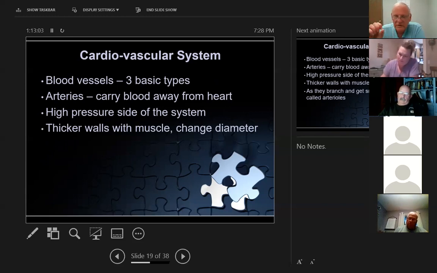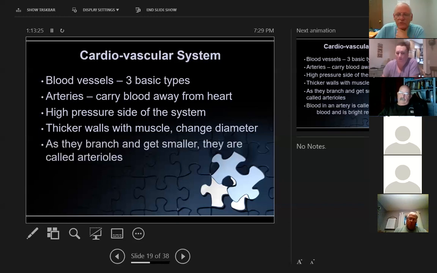Whatever the body needs, whether we're sitting, running, standing, jumping, the diameter of the arteries is constantly changing. The only time it can't is when we have a lot of junk in there that might cause a clot to form. As they get smaller and smaller, as they're branching, delivering blood to more parts of the body, we call them arterioles. Just like the bronchi, as they branched and got smaller and smaller, we call them bronchioles. Same thing here, we call these arterioles, okay?